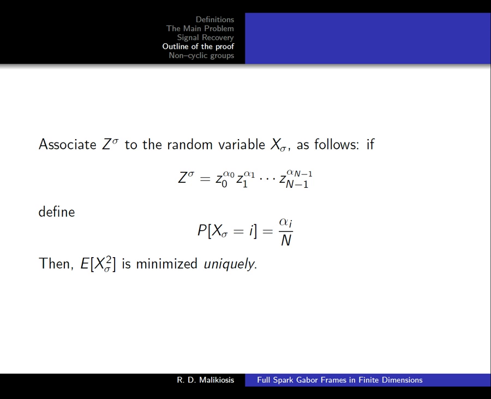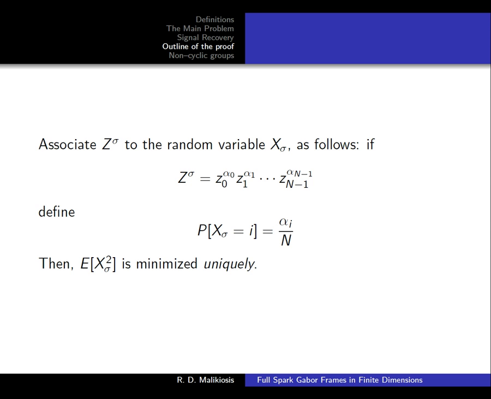So for example, to this monomial z sigma, we associate a random variable as follows. If the monomial is z0 to the alpha 0, z1 to the alpha 1, and so on, then you just take the probability of x sub sigma being equal to i to be alpha i over n, okay? These monomials have degree n, so that the sum is equal to n, so this is a well-defined probability. So what happens with the mean squared value? I didn't prove it for the variance, but the second moment is minimized.